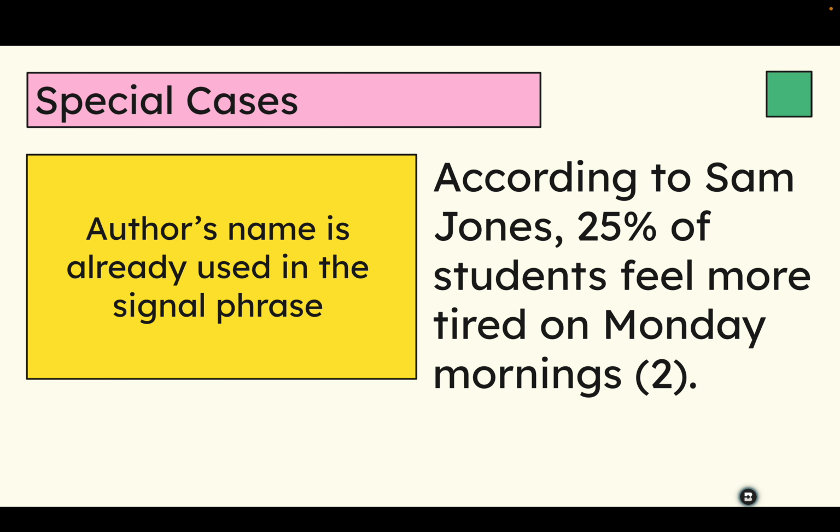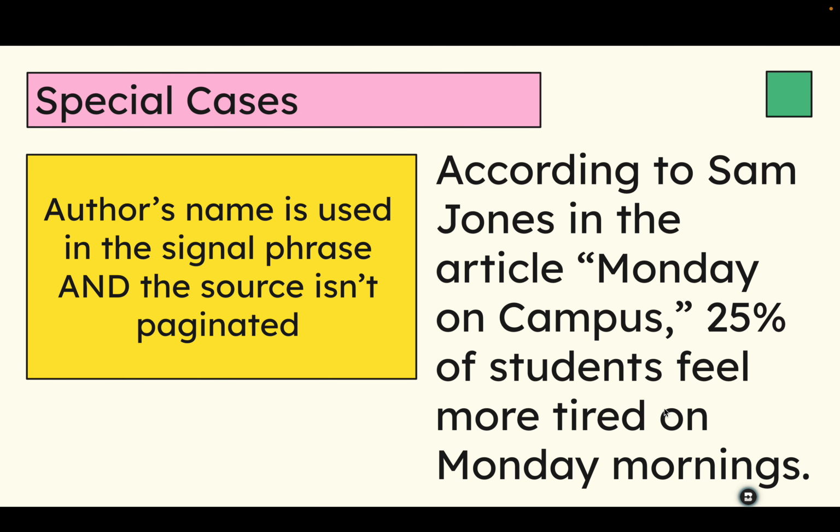Another potential special case: if you already use the author's name in the signal phrase, as we often do. According to Sam Jones, 25% of students feel more tired on Monday mornings. In this case, we don't need to repeat Jones because we've already used Jones in that exact same sentence. So instead here in the parenthetical, we can just put the page number if the source is paginated.